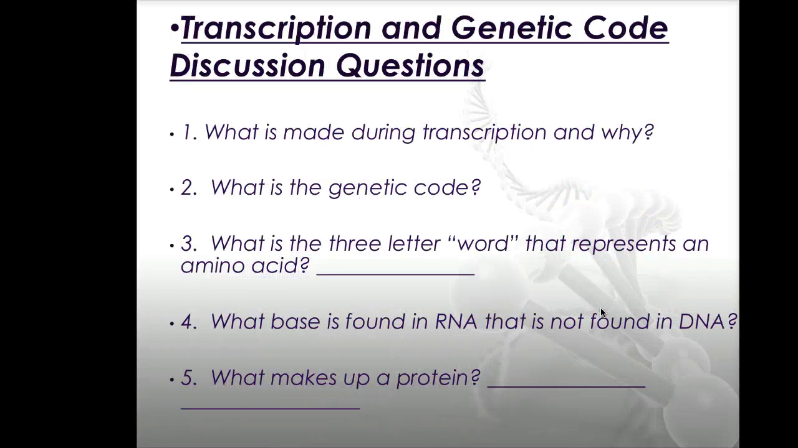All right, so really quick before we go into looking at how that genetic code is read and translated into a protein, I want you to stop and go back and think about these questions. What's made during transcription and why? What is the genetic code? What is the 3-letter word that represents an amino acid? What is that called? What base is found in RNA that's only found in RNA? It is not in DNA. And what are the building blocks of a protein? What makes up a protein? If you don't know those, you need to go back and look in your notes or rewatch this video to make sure that you know this information by the end of the unit.